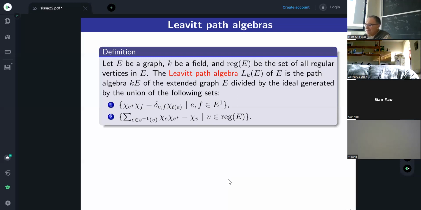Yeah. So the Leavitt path algebra, denoted L_K(E), of a graph E, is the path algebra of the extended graph. This is important. It's not the path algebra of a graph. It's the path algebra of the extended graph, divided by the ideal generated by the union of the following sets. And these are so-called Cuntz-Krieger relations of type 1 and type 2. So type 1 is simpler.